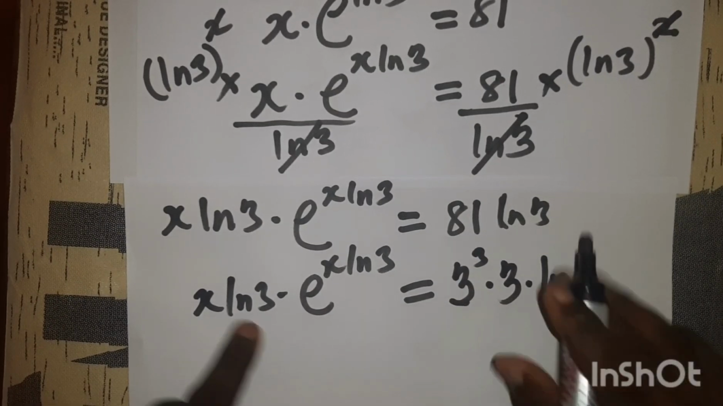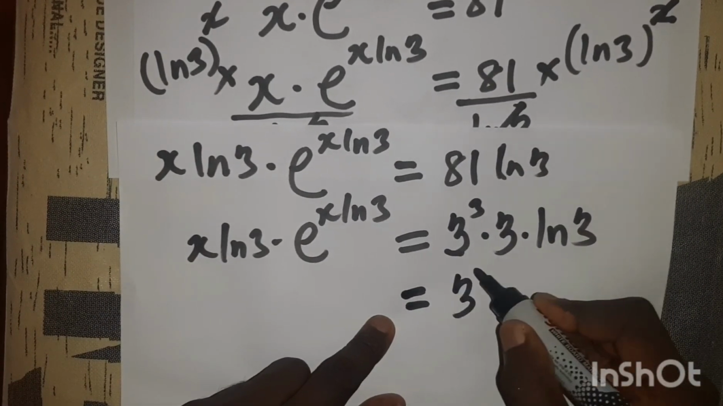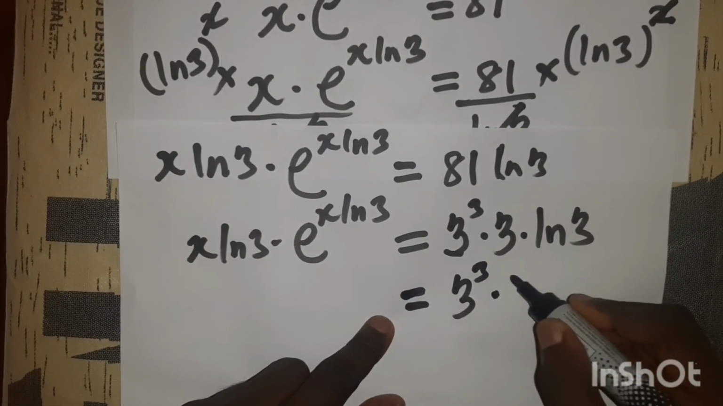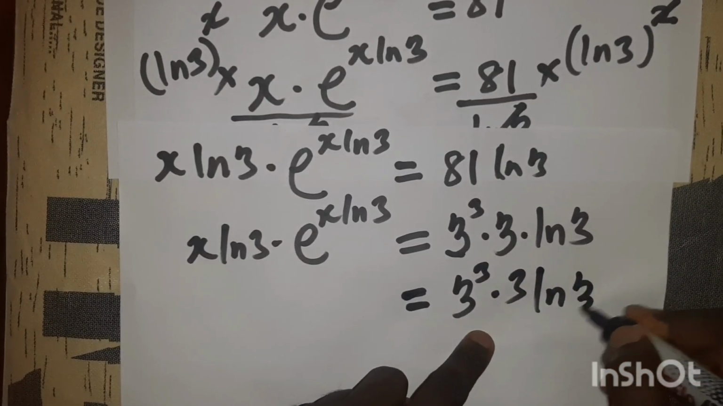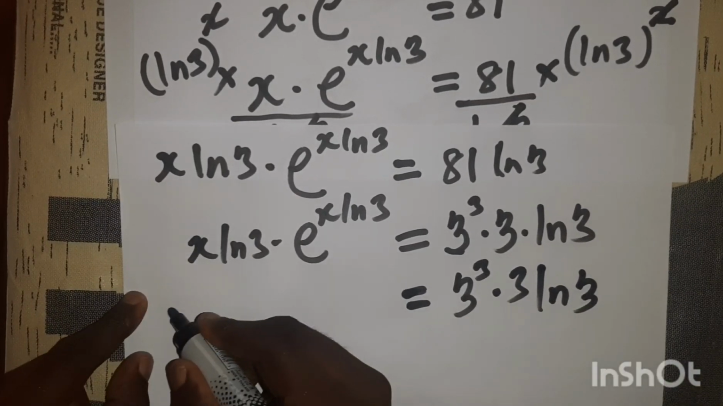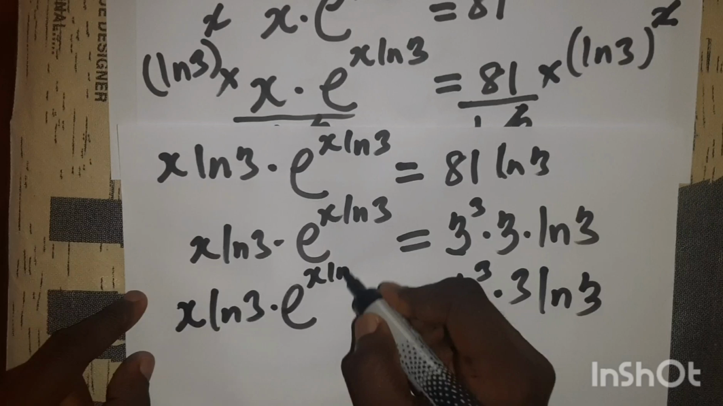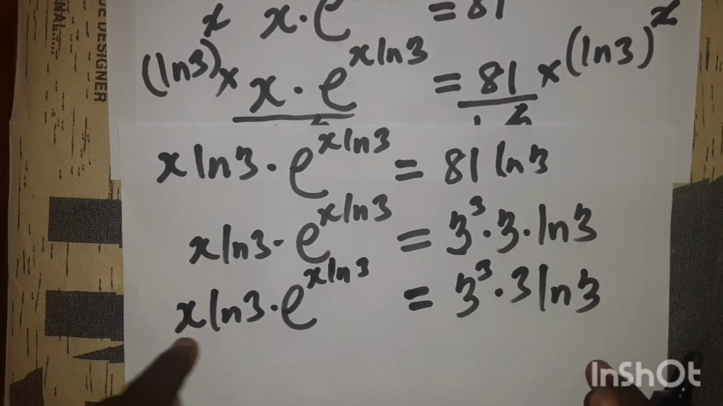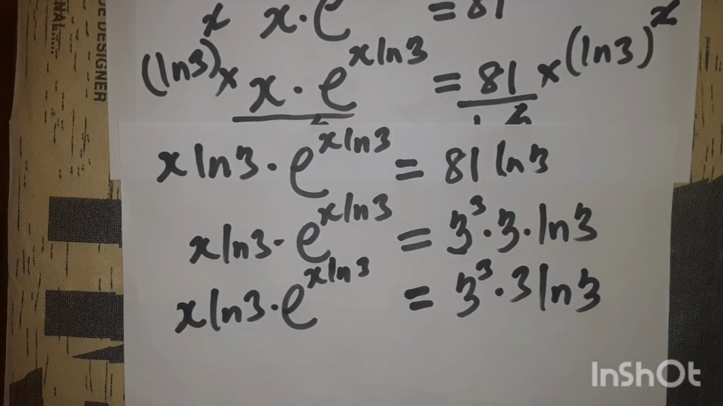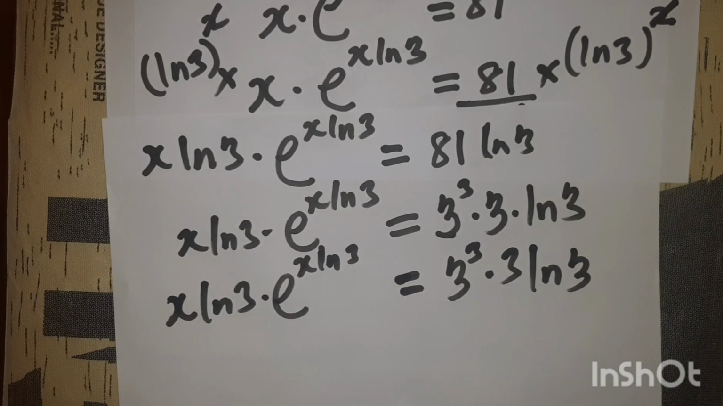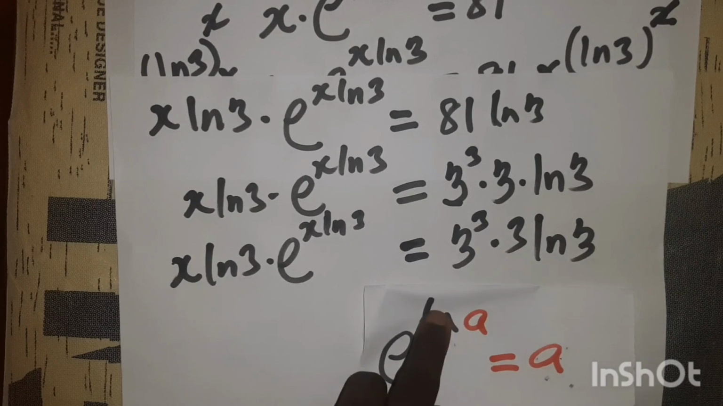And I can rewrite it again as 3 raised to the power 3 times 3. If you multiply this, 3 times this gives me 3 ln of 3. Then of course still writing this as it is before, dot e^(x ln of 3). We are satisfied with the left hand side. We are only trying to make the right hand side be in the form of the left hand side, which is this form here.